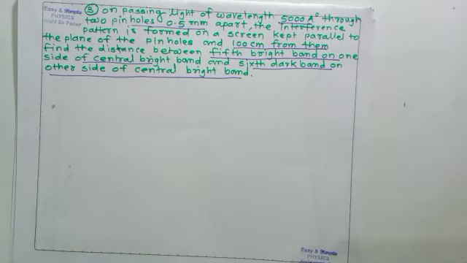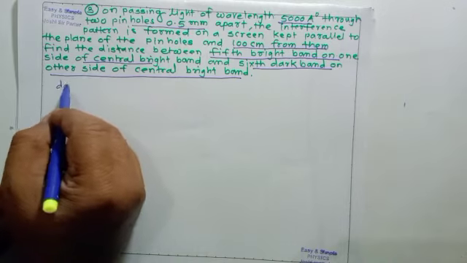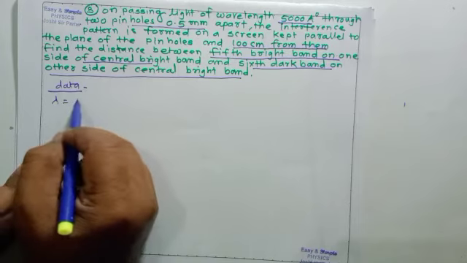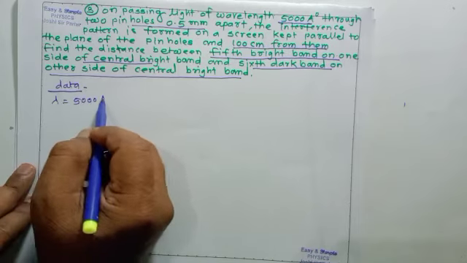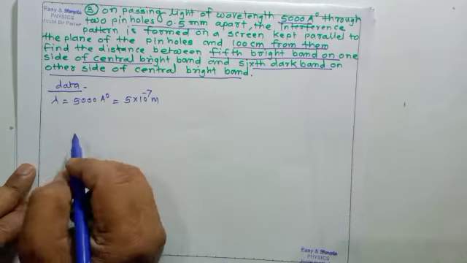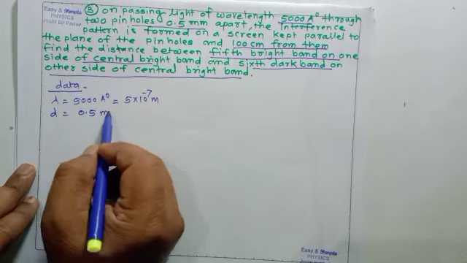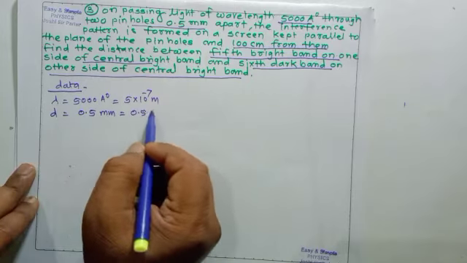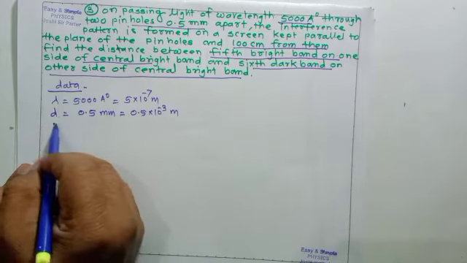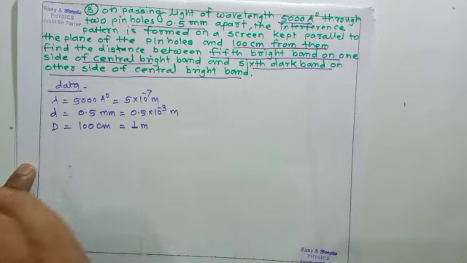See here, data will be written. In this question, the wavelength is given as 5000 angstrom. It will be 5 into 10 to the power minus 7 meter. Small d is given 0.5 millimeter. It will be 0.5 into 10 to the power minus 3 meter. Capital D is given 100 centimeter. It will be 1 meter.